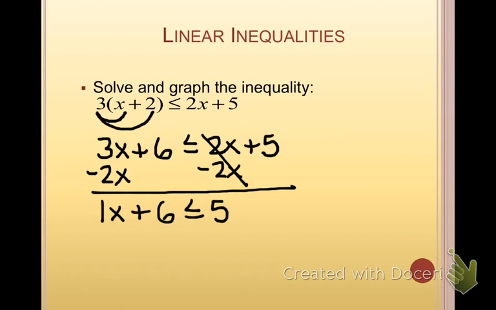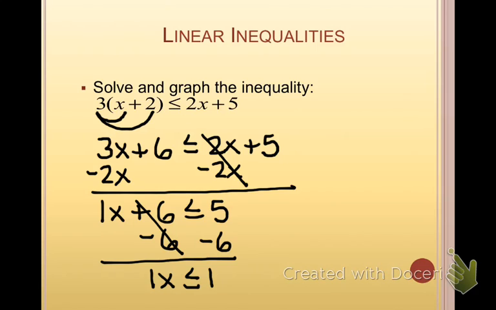Now, because all my variables are on the left, I need to get my constant terms to the right, so I'm going to bring the 6 over to the 5. Subtract 6 from both sides, and that leaves me with 1x is less than or equal to 1. But 1x is really just the same as x. So I've got my solution there of x is less than or equal to 1. And again, I forgot that there's animation, and I also forgot my negative there. X is less than or equal to negative 1.